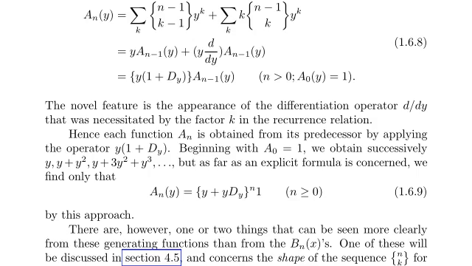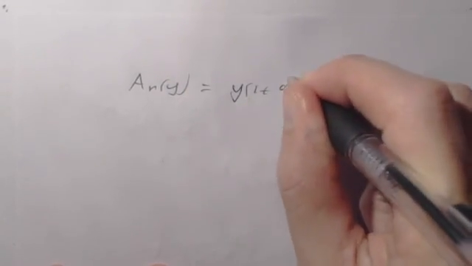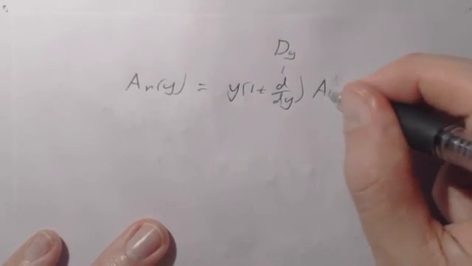Beginning with a0 equals 1, we obtain successively y plus y squared, y plus 3y squared plus y cubed, and so on. But as far as an explicit formula is concerned, we find only that a n of y is equal to y plus y D y to the power of n times 1, the function 1, by this approach. Okay, yeah, it does sound interesting. So I'm just going to check the first few terms, see how it pans out. So we have a n of y equal to y times 1 plus d by dy, I'm just going to leave it like this, a n minus 1 of y. They've been interchanging d by dy and big D subscript y.